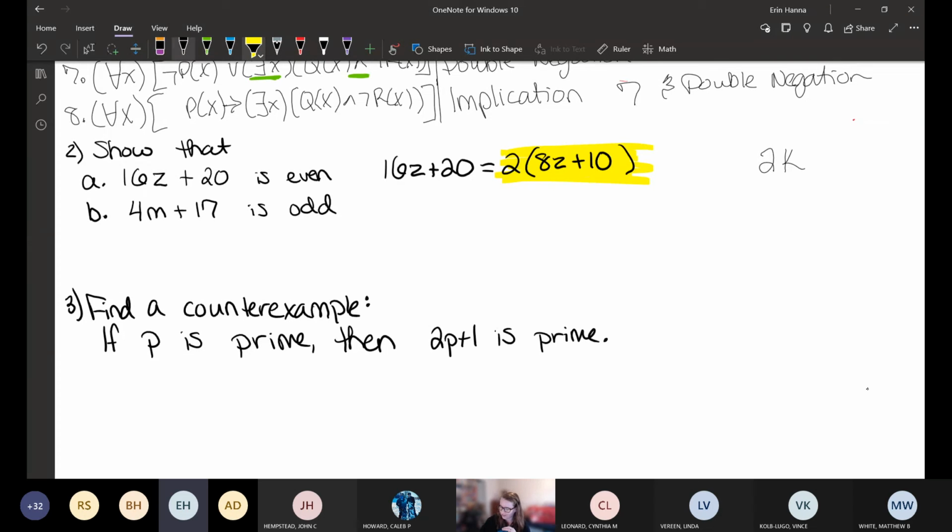So an even number is not defined to be 4 times something, it's defined to be 2 times something. So I don't care if I could pull out more from it, I just want to pull out the 2. So this is even because I can write it as 2 times 8z plus 10. Questions, concerns about that?